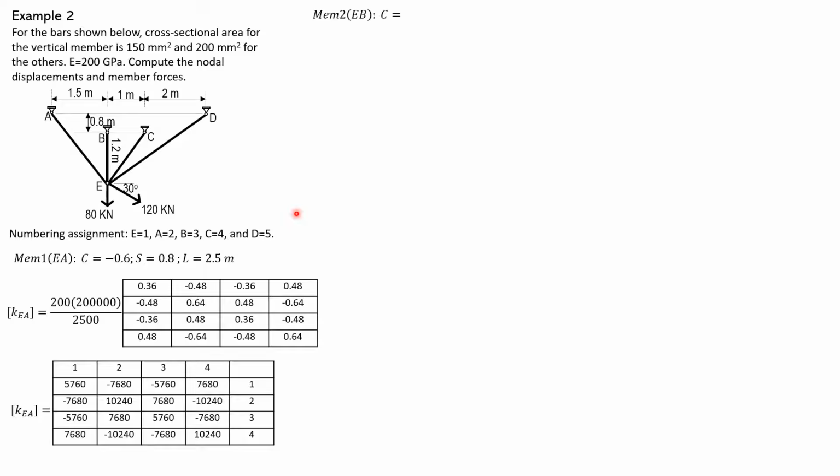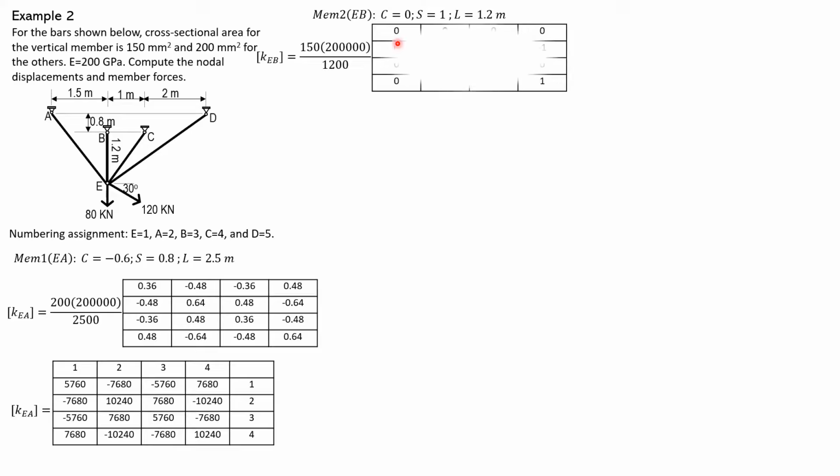Then for member 2, EB, the cosine is 0 because E to B is upward, and the sine is 1. Or cosine of 90, let me assign an angle if you are still confused. So you have to review your trigonometry. Then the length is, of course, 1.2. So AE, its area is 150, 200,000 over length, 1.2.